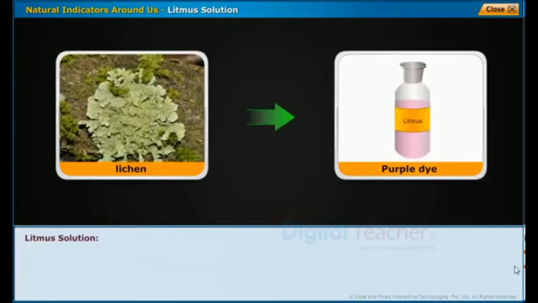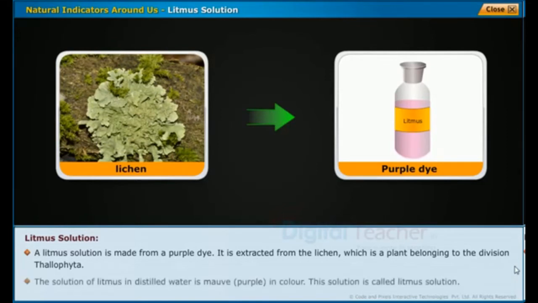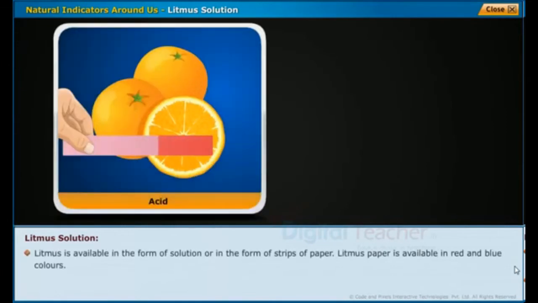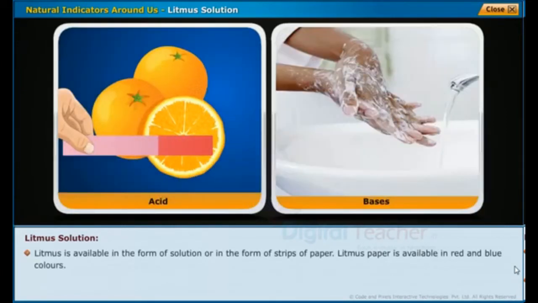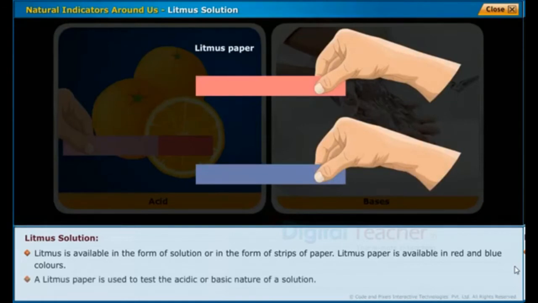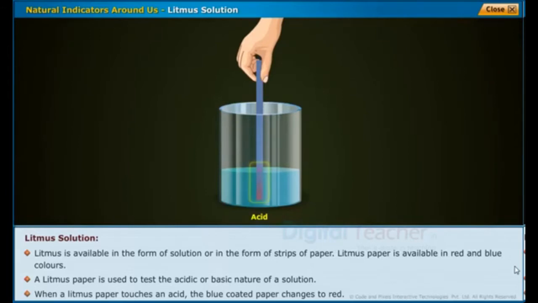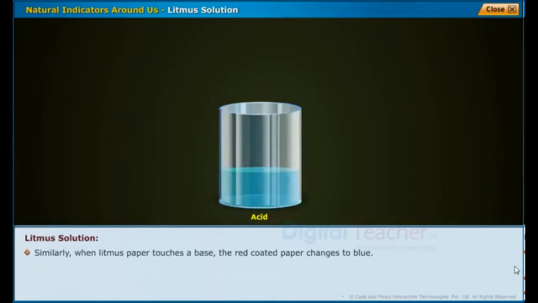Litmus solution. A litmus solution is made from a purple dye. It is extracted from the lichen, which is a plant. The solution of litmus in distilled water is mauve, that is purple in color. This solution is called litmus solution. Litmus is available in the form of solution or in the form of strips of paper. Litmus paper is available in red and blue colors. A litmus paper is used to test the acidic or basic nature of a solution. When a litmus paper touches an acid, the blue-coated paper changes to red. Similarly, when litmus paper touches a base, the red-coated paper changes to blue.